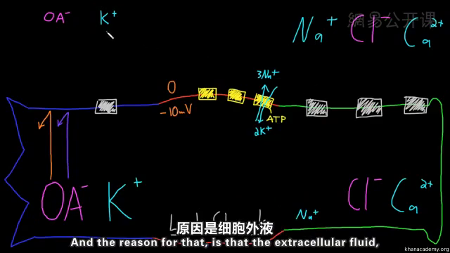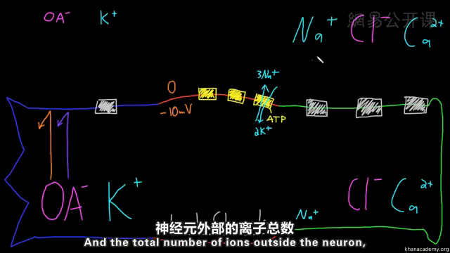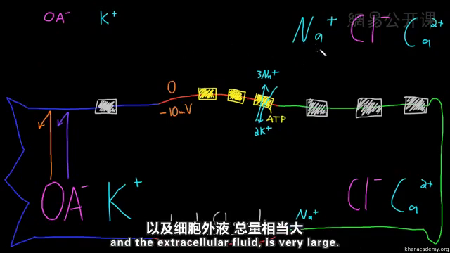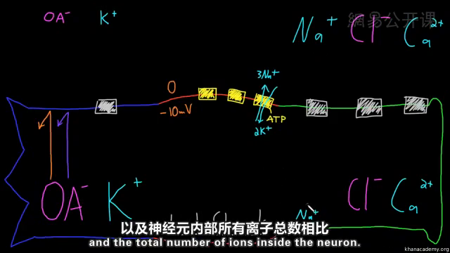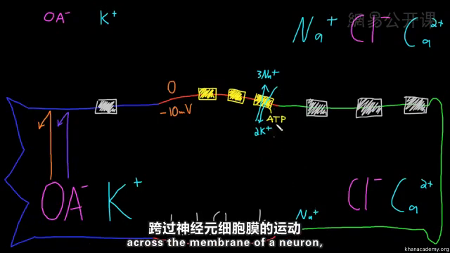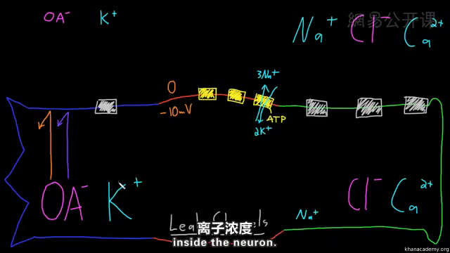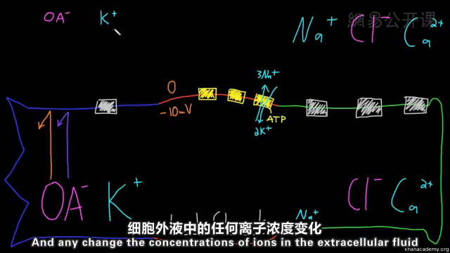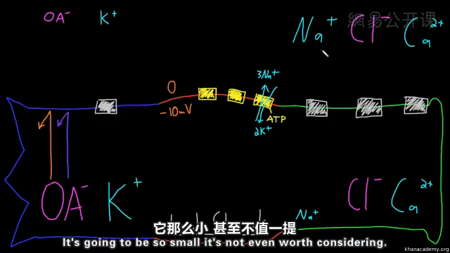And the reason for that is that the extracellular fluid, all of this fluid outside of the neuron, is huge. The total number of ions outside the neuron in the extracellular fluid is very large compared to the volume of the cytoplasm inside the neuron and the total number of ions inside the neuron. So any of these movements of ions across the membrane of a neuron is really going to only change the concentration of ions inside the neuron. And any change to the concentrations of ions in the extracellular fluid is going to be negligible.